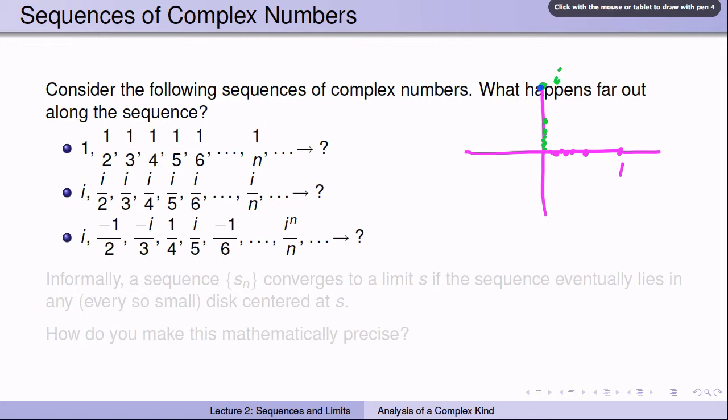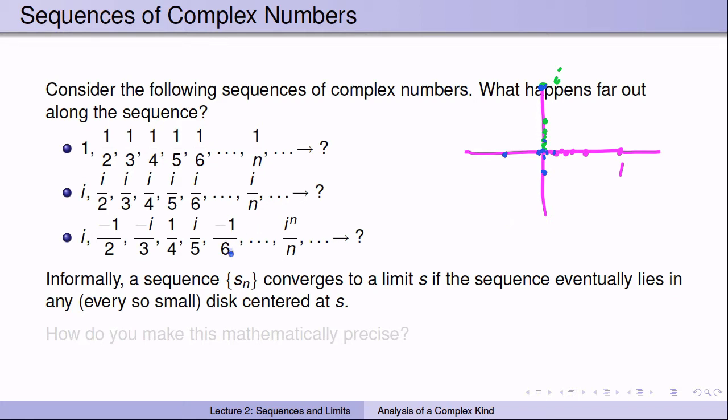So i again is this point right here. Minus 1 half, that seems to be here. Minus i over 3 over here. 1 fourth. i over 5. Minus 1 sixth. Minus i over 7. So these points kind of spiral around the origin, but again, they're getting closer and closer to the origin. We say all these three sequences converge to zero.